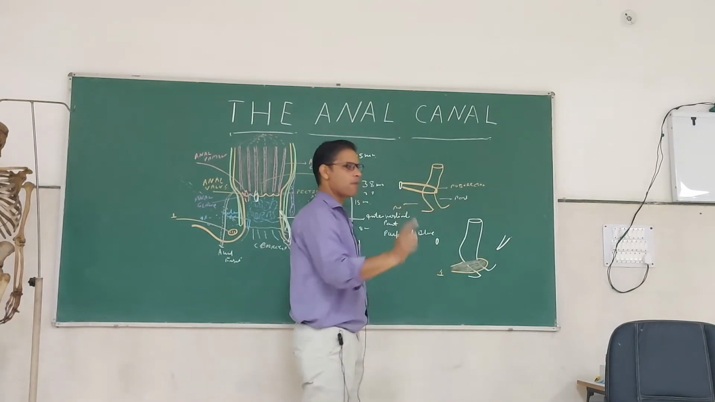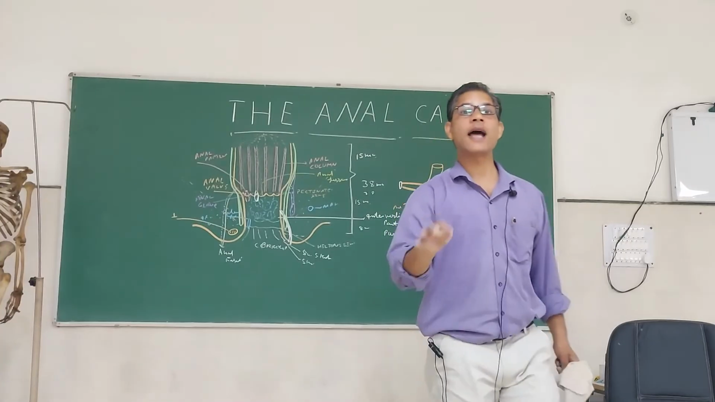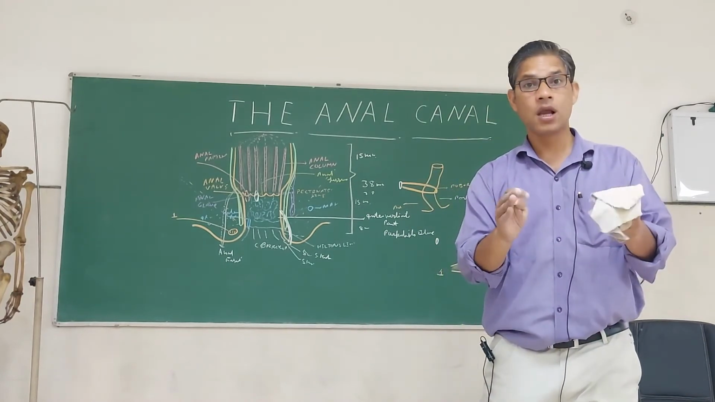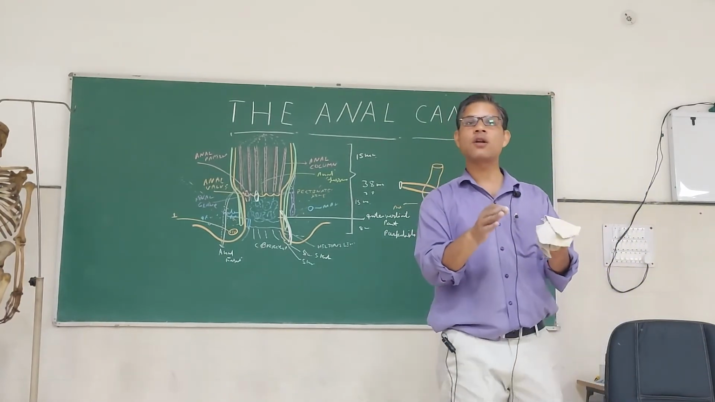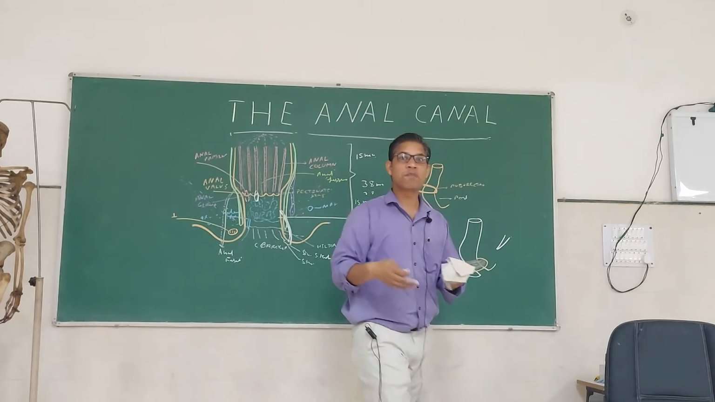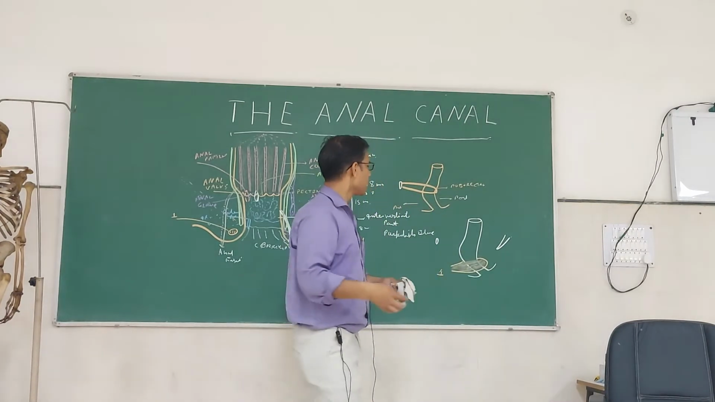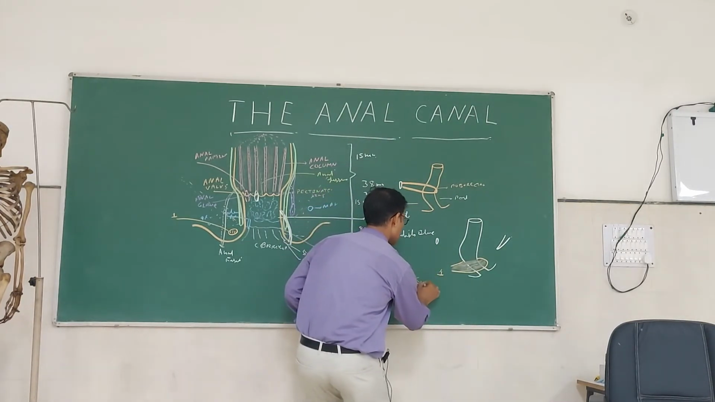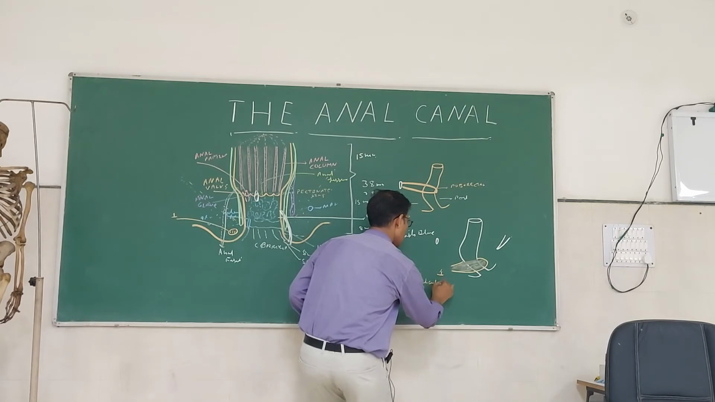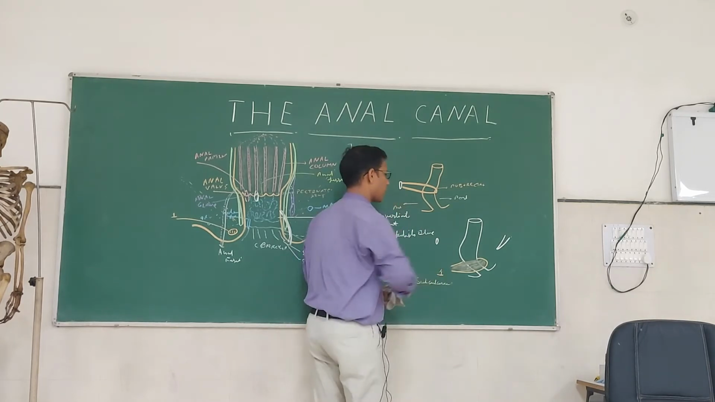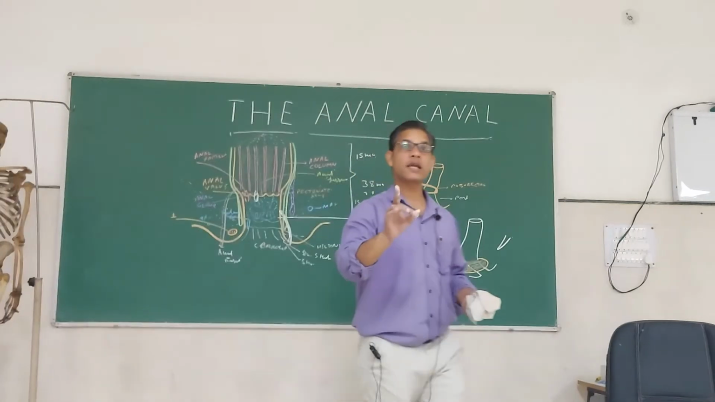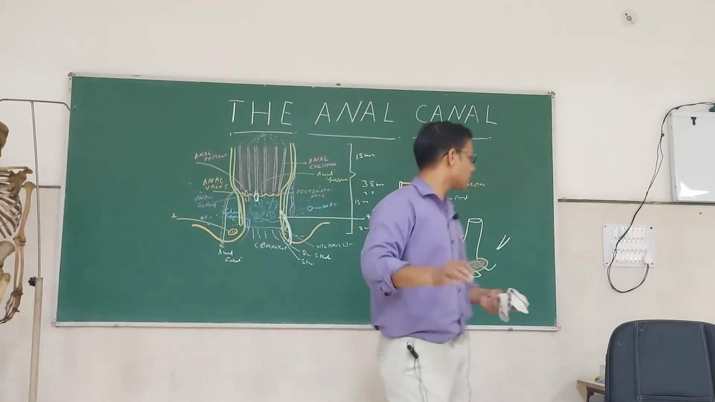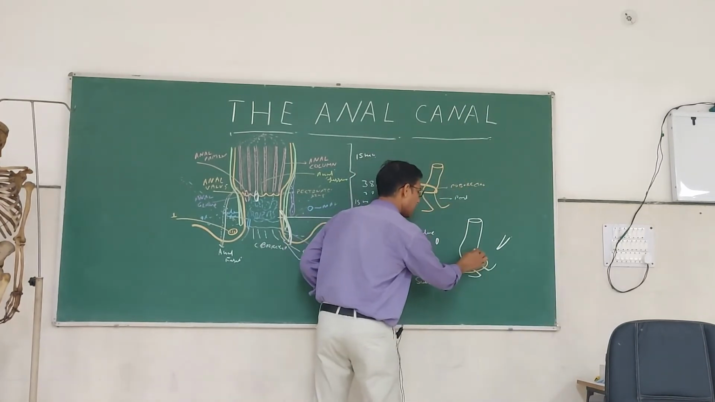It lies first and foremost underneath the skin, and it produces the corrugation of the anal canal. It is also blending with the skin. This part is known as the subcutaneous part.